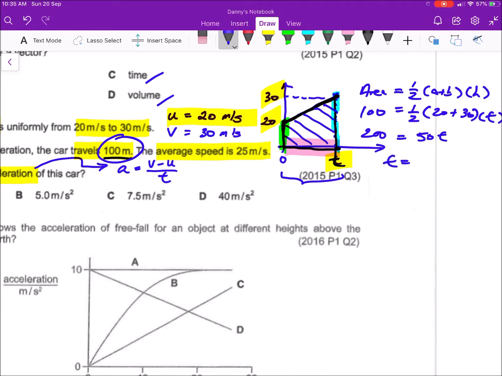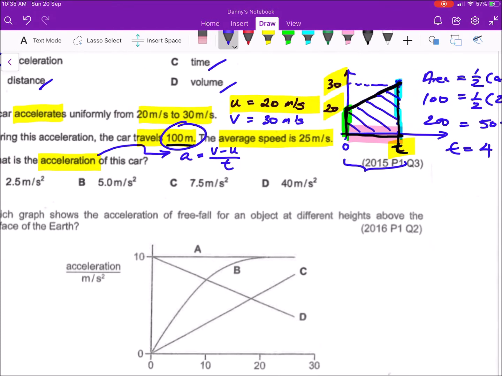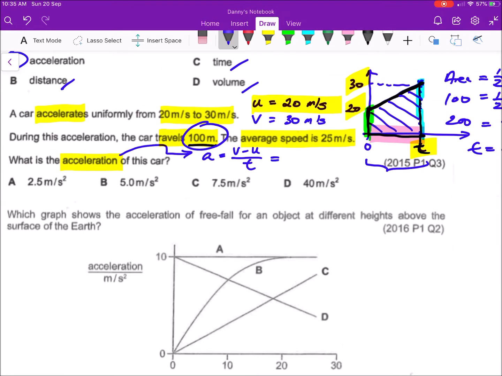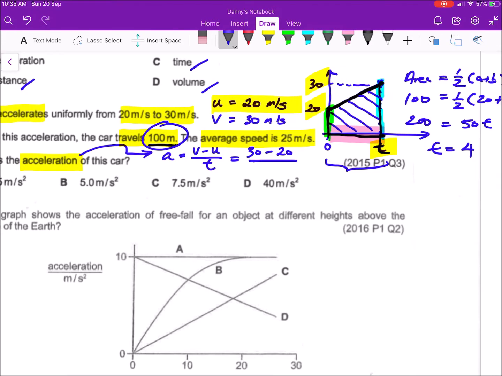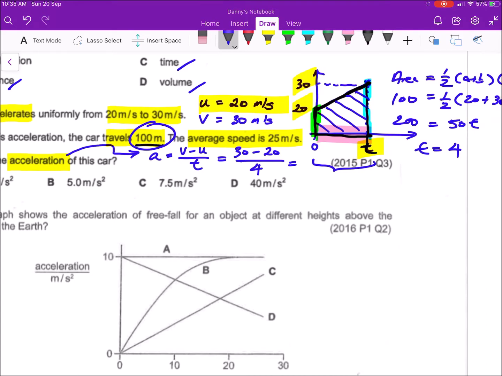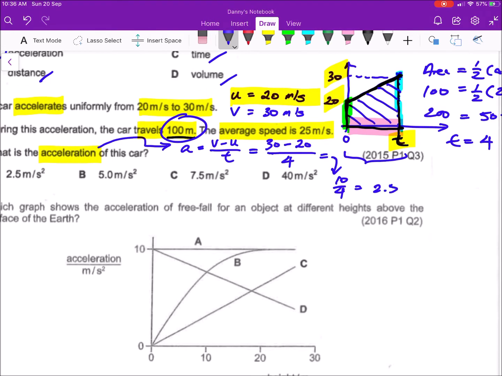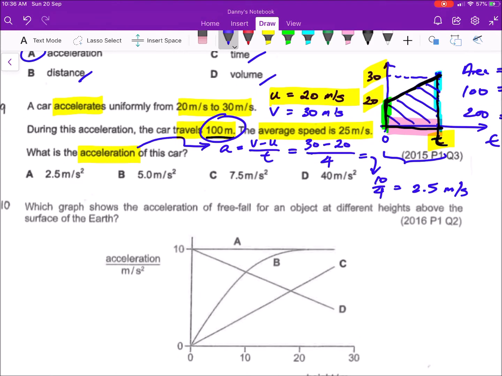So this would be 4. So now I know that t is 4, and the question wants me to solve for the acceleration. So now I can solve for it. So v is 30, the final speed, u is 20, and then down here I just need a 4 underneath, and then I could find this. So 30 minus 20 is 10 over 4, and I would get 2.25, I guess. 2.5, yeah. So I will get 2.5.